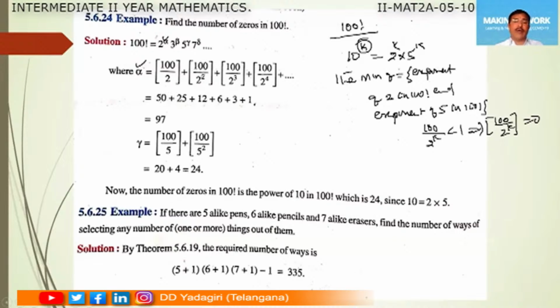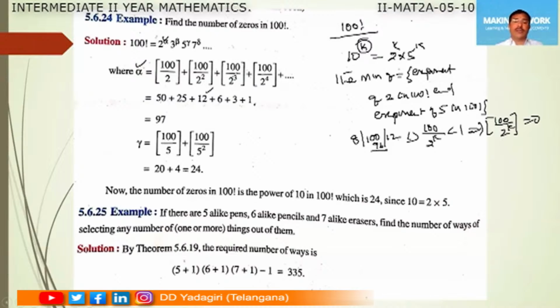100 by 2 square, bracket 100 by 4, 25. 100 by 2 cube, 100 by 8. So 100 by 8, 100 ని 8 తో డివైడ్ చేస్తే 12 times. 12 point something అవుతుంది. So the bracket of 12 point something is 12.